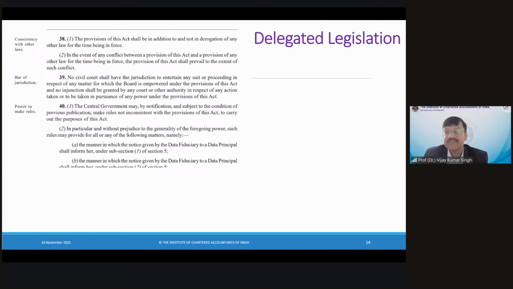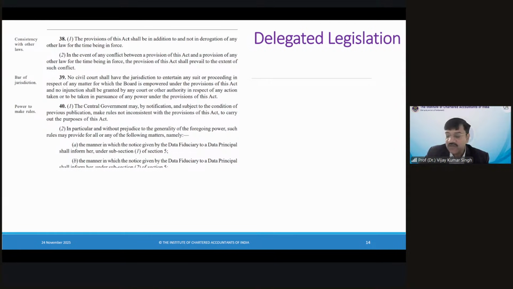Another important provision you will find nowadays in modern legislation is the bar of jurisdiction. Generally, the laws will bar a civil suit. They will say that the civil court will have no jurisdiction because these legislations provide for special courts. For example, in company law, we have the NCLT, so there is a bar of civil jurisdiction. There is no requirement to go to the civil court. Similarly, under the IBC, there is a bar of civil jurisdiction. Similarly here, the civil court will have no jurisdiction unless the board, which is there in that particular law, is empowered to move to the civil court in certain situations.